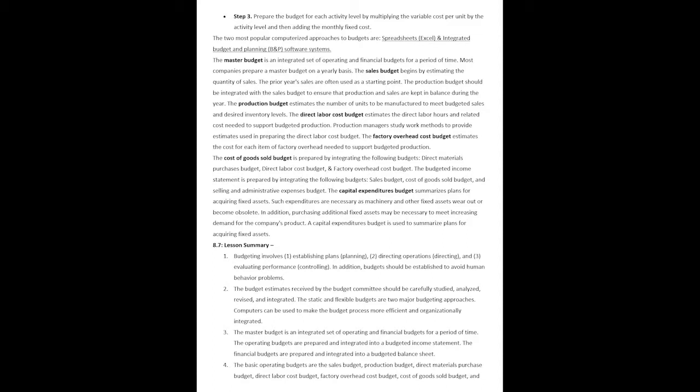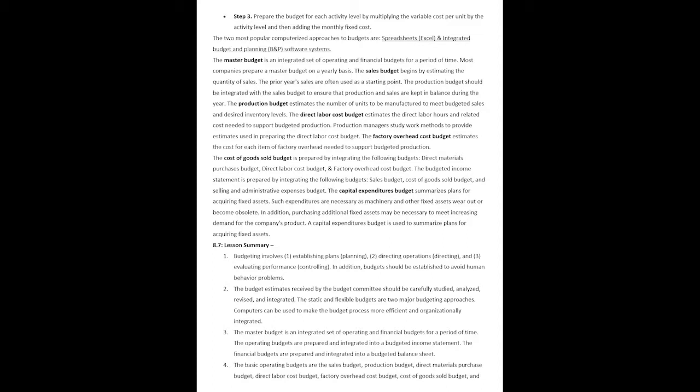The cost of goods sold budget is prepared by integrating the following budgets. So there's the direct materials purchases budget, direct labor cost budget, and the factory overhead cost budget. Isn't that fascinating? The budgeted income statement is prepared by integrating the following budgets. So the sales budget, cost of goods sold budget, and the selling and administrative expenses budget.